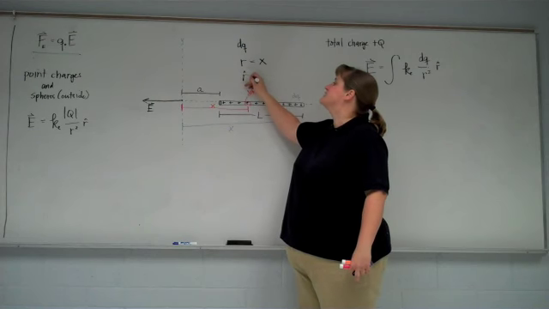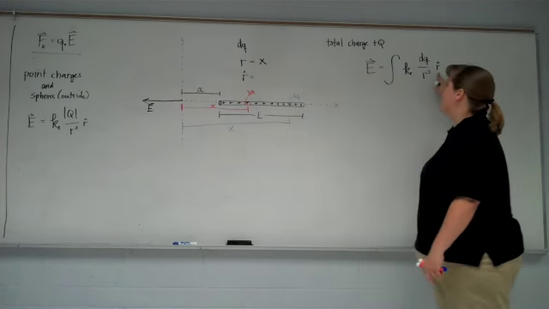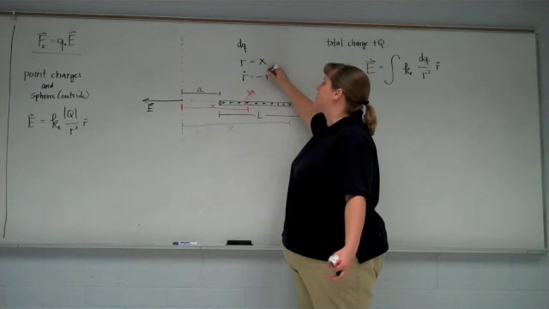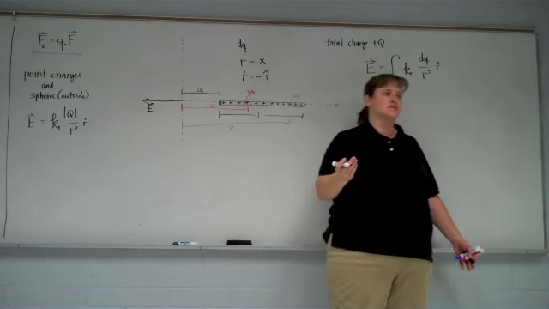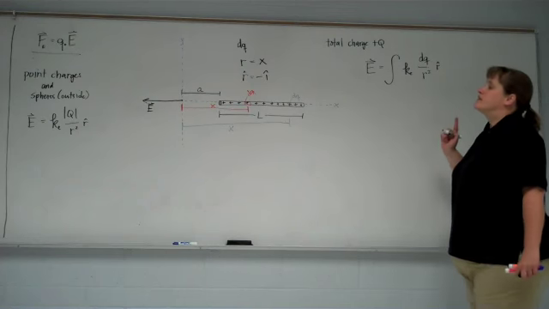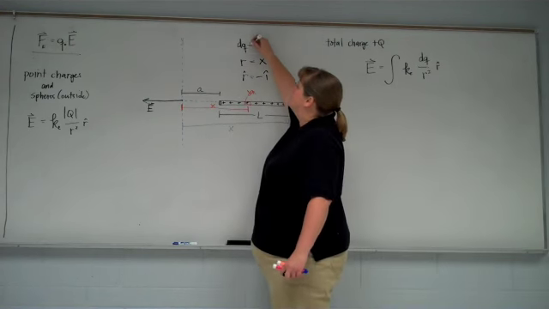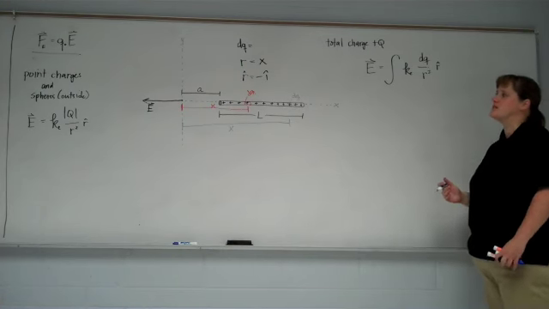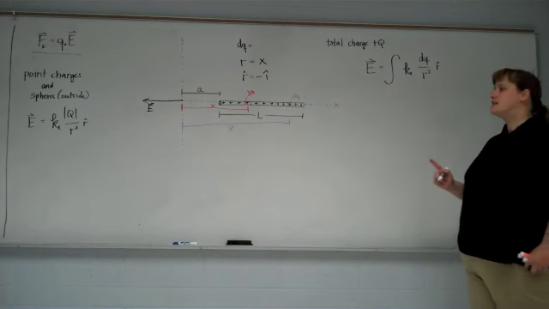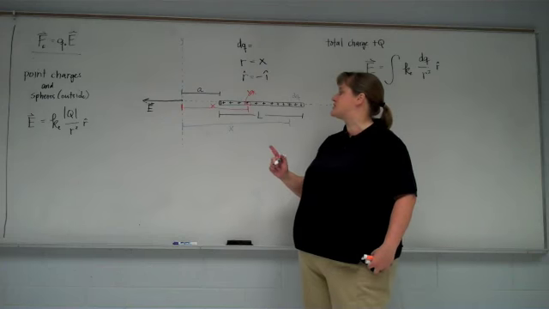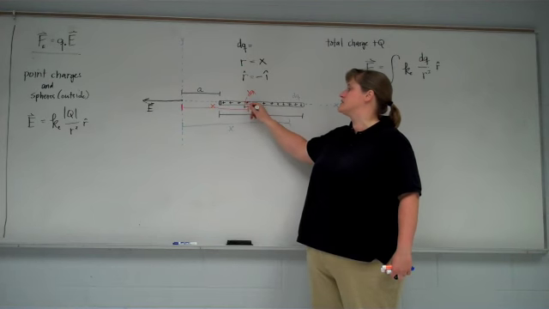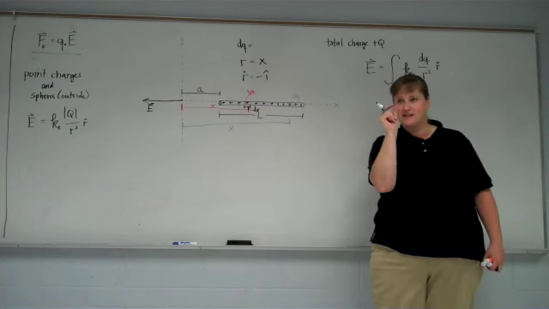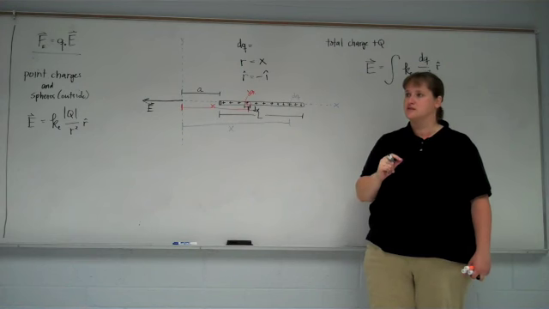r hat, this piece, we already know, because we already know the direction. The direction's going to be negative i hat. So we already know that. We're good. So the piece we need is dq. We have to have everything that's changing in terms of the same variable. So dq, we actually can relate to the length of this. The length of this is called dx. That's what we mean by dx, the length of that little tiny piece.